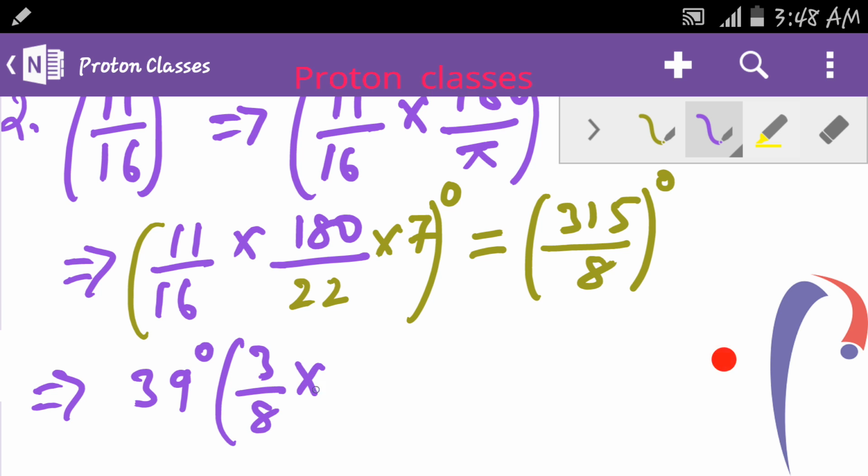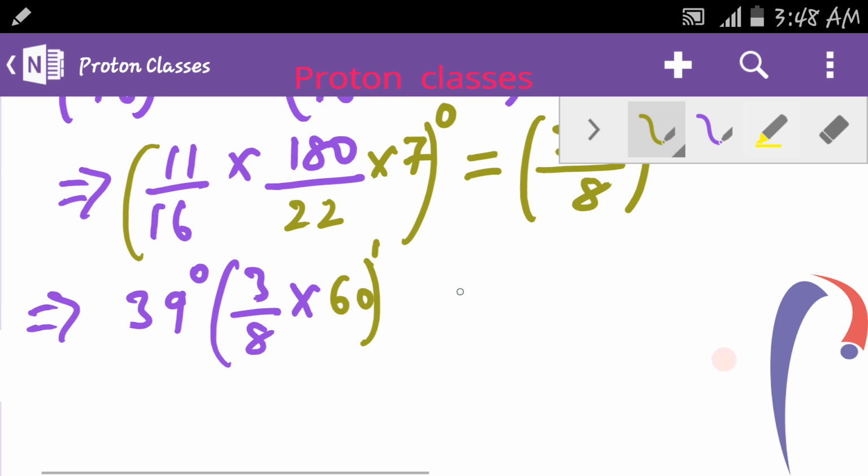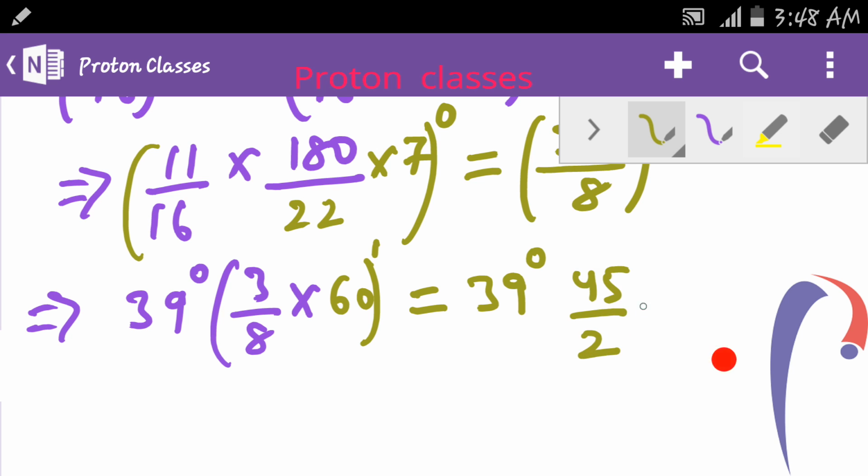Now we convert it into minutes by multiplying by 60. Now it is in minutes. Now what we can write is 39 degrees and, by cancelling and solving it, 45 by 2 minutes.